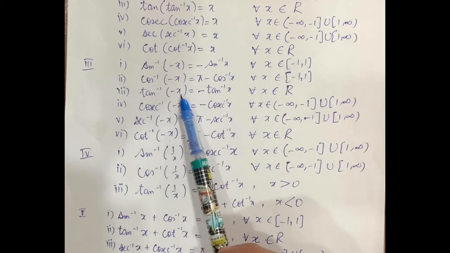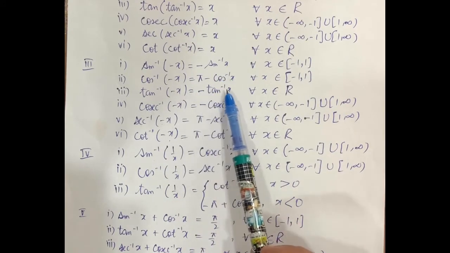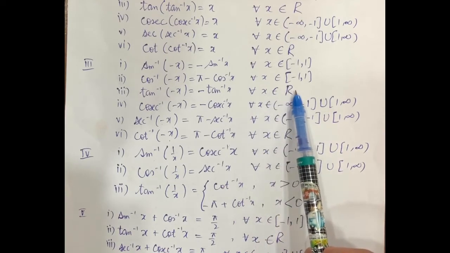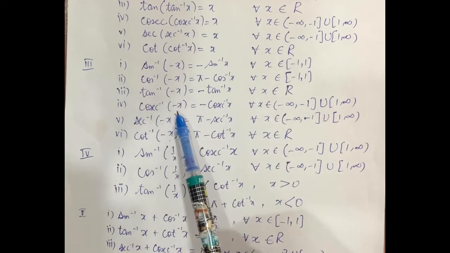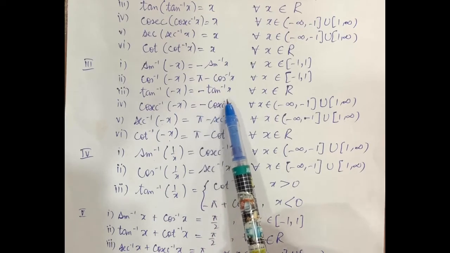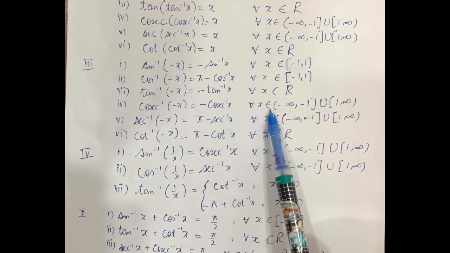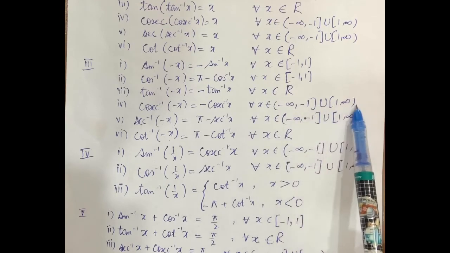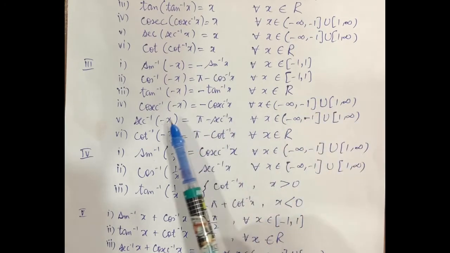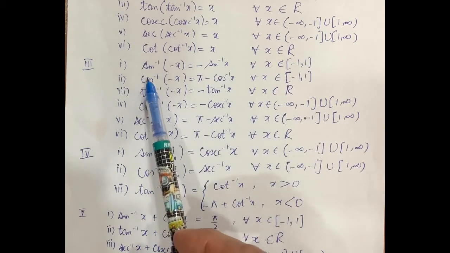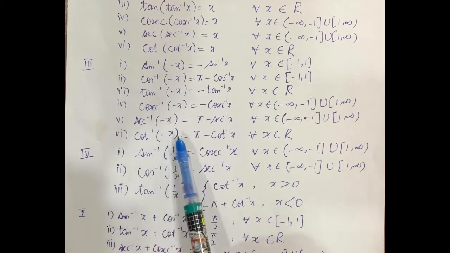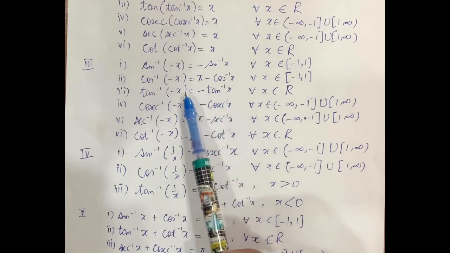For tan inverse of minus x we have a similar result, minus tan inverse of x, but x belongs to the set of real numbers. And for cosecant inverse of minus x, it's minus cosecant inverse of x for all x lying in the interval minus infinity to minus 1 union 1 to infinity. And for the rest, cos inverse of minus x, secant inverse of minus x and cot inverse of minus x, we have another type of result.